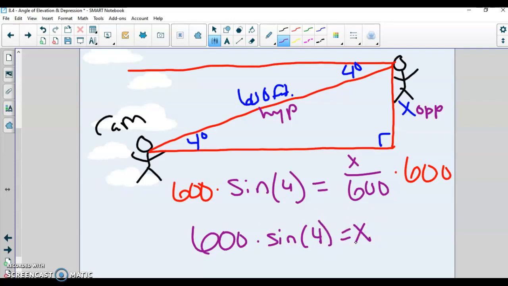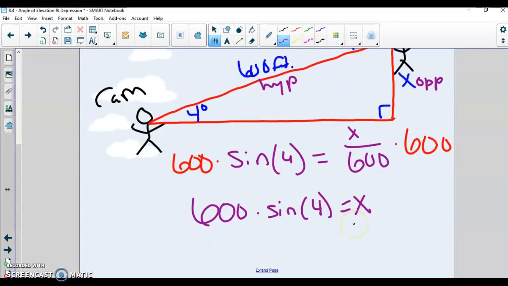Since we're multiplying here, if you have a normal calculator, just multiply 600 times sine of 4. If you have an Android phone and you're using that calculator, do the same. If you're using an iPhone, you're going to have to switch the 4 and the sine, so you can enter 4, sine, and then times 600. Either way, you should get a height of 41.85, so I'll round that to 42 feet. At this point, you can move on to the next problem.